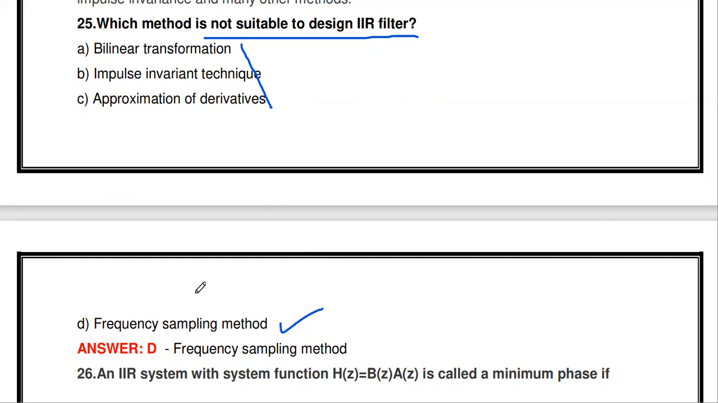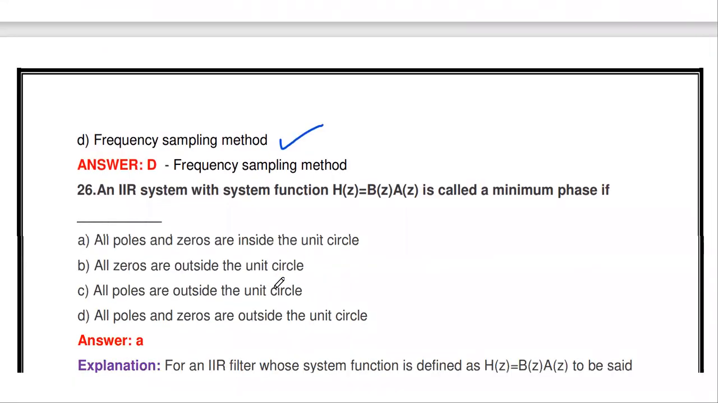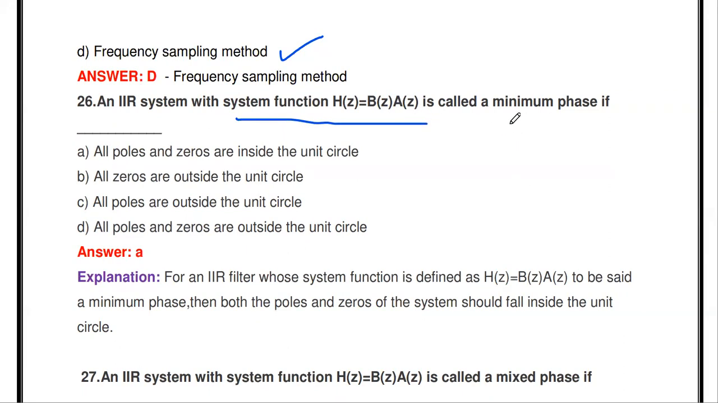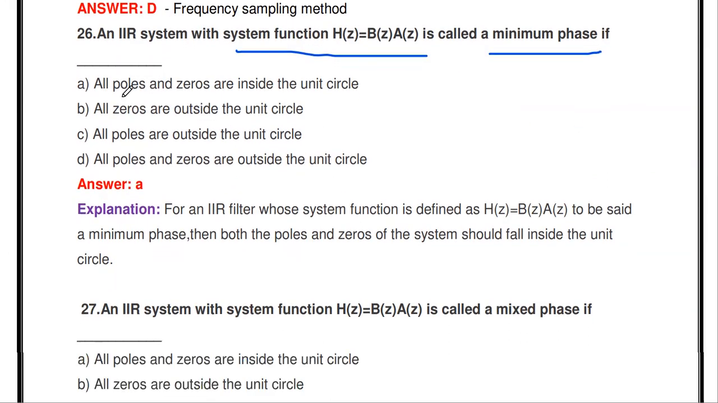This is not a method suitable to design IIR. The next one: an IIR system with a system function H(z) equal to B(z) into A(z) is called minimum phase if dash. Which IIR system is called minimum phase? All poles and zeros are inside the unit circle. If an IIR system function has all poles and zeros inside the unit circle, that system is called a minimum phase filter.